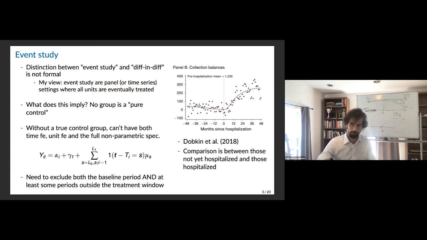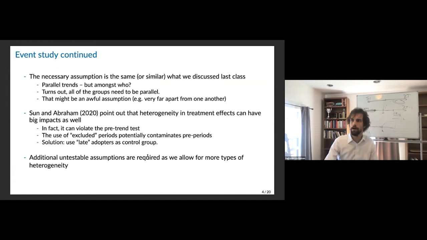And then they propose a solution, which is very similar to the Callaway and Sant'Anna one, which is to say, use future treated groups as your control. Like, you have to specify what your control is. That's really the point, that the late adopters are the control group.